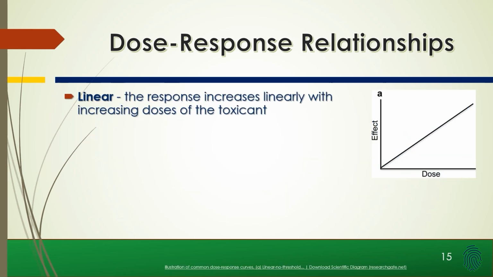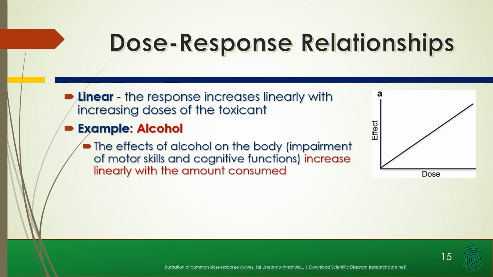Some types of dose response. We have linear. The response increases linearly as the dose increases. An example of this is alcohol. The effects of alcohol on the body, impairment of motor skills and cognitive functions, increase linearly with the amount of alcohol consumed.